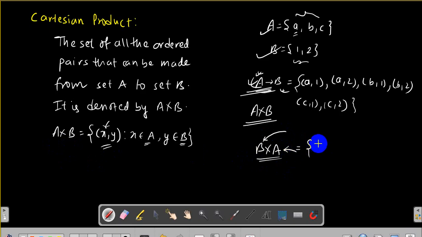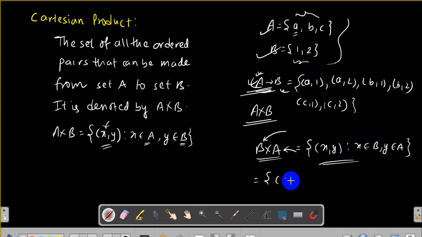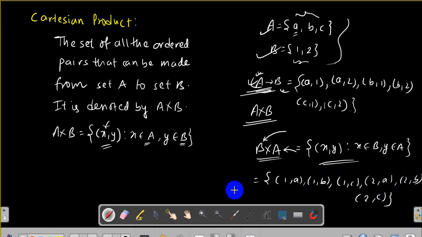So, in the set builder form, it can be written as the set of all the ordered pairs x comma y, such that x belongs to B and y belongs to A. So, this is B cross A, and if we make the list of the ordered pairs from these two sets, then it will be 1 comma A, 1 comma B, 1 comma C, 2 comma A, 2 comma B and 2 comma C. Did you find the difference between these two?